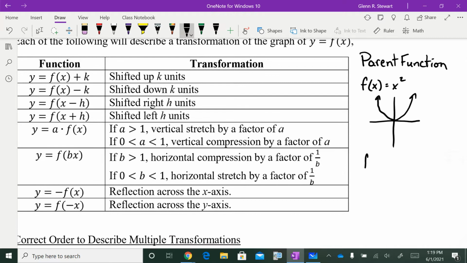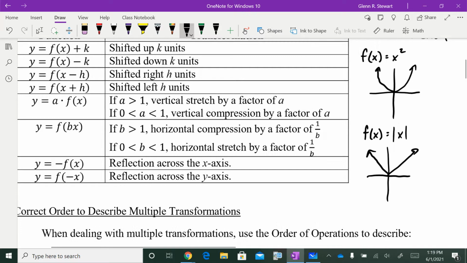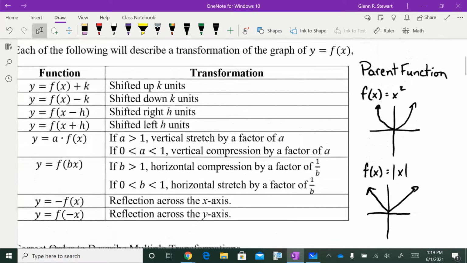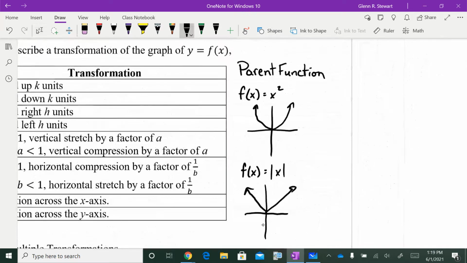The next one is an absolute value graph, which is in the shape of a V. And then the last one is the square root.